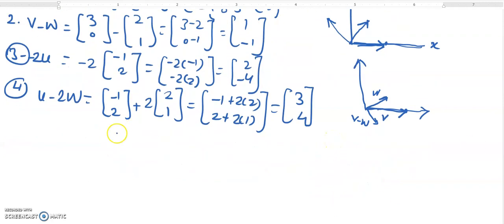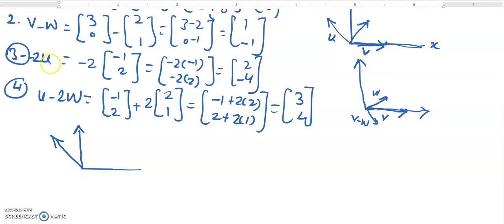Similarly, we can represent -2u. So what is u? u was here before. This was u, this was v. So u was here like this.